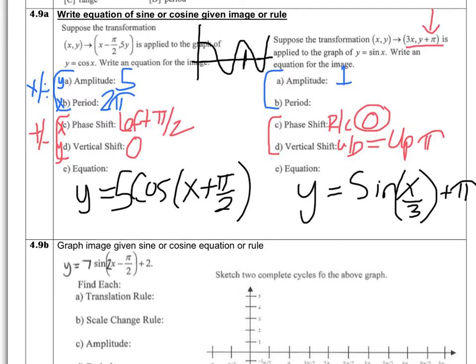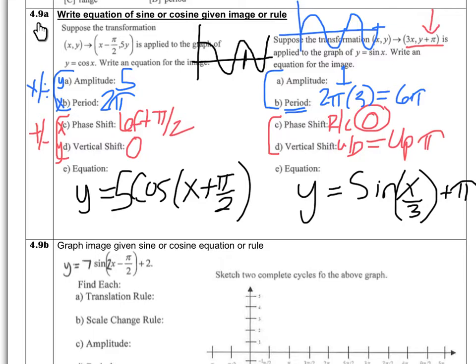So you must first start and say, what is the period of the sine function? Again, how long does the sine function go before it starts to repeat itself? It's 2 pi units long. But we're going to take that and times it by 3. So the new period of this function is going to be 6 pi.